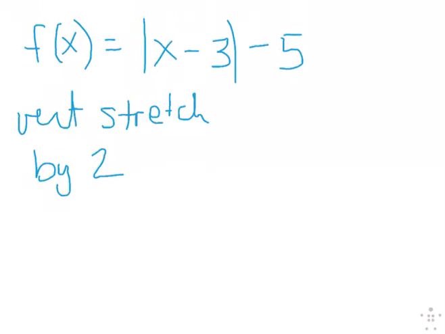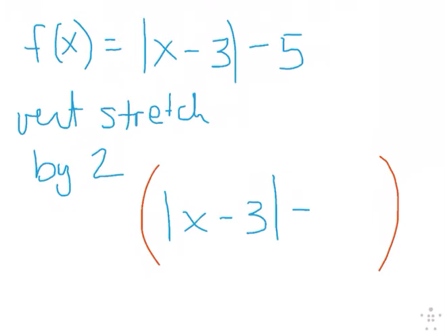Okay? So, if it's vertical stretch, remember, just like the first one, where we put a parentheses around the entire problem. So, I'll put it in red so you see it. The big, giant parentheses. X minus 3 minus 5. And then what number goes on the outside? What am I stretching it by? 2. Good. A 2.